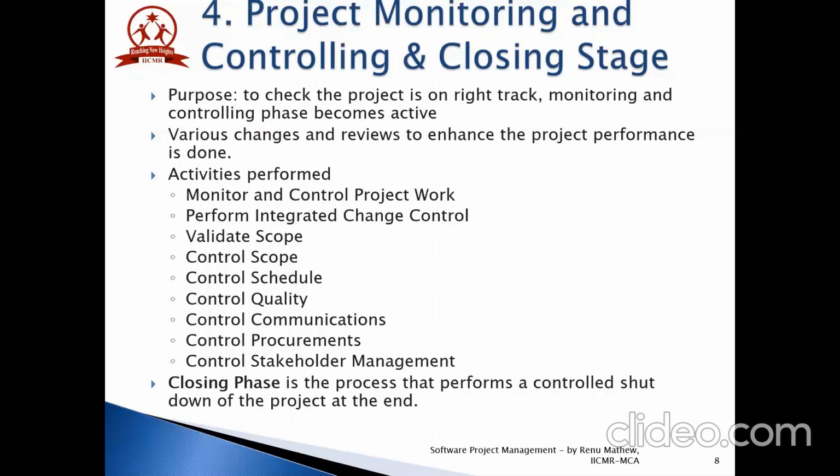The inputs are project management plan, project funding requirements, work performance information, and organizational process assets. And the outputs include earned value work performance measurements, earned value budget forecast in control costs, change request, project management plan updates, project document updates, and organizational process assets updates.